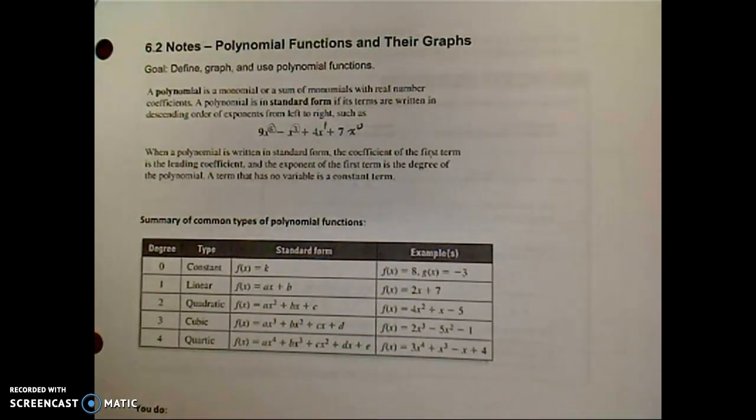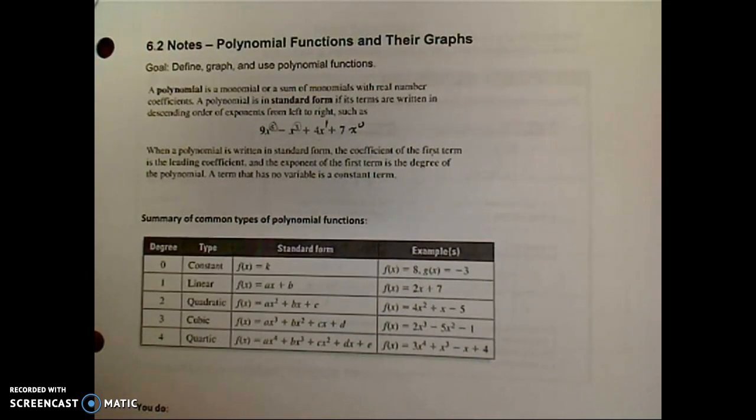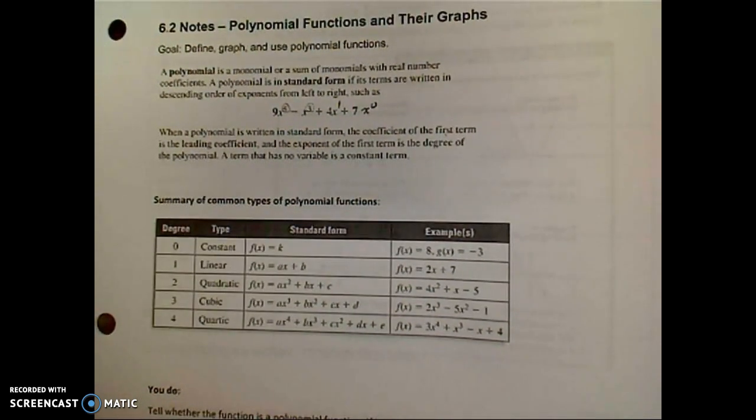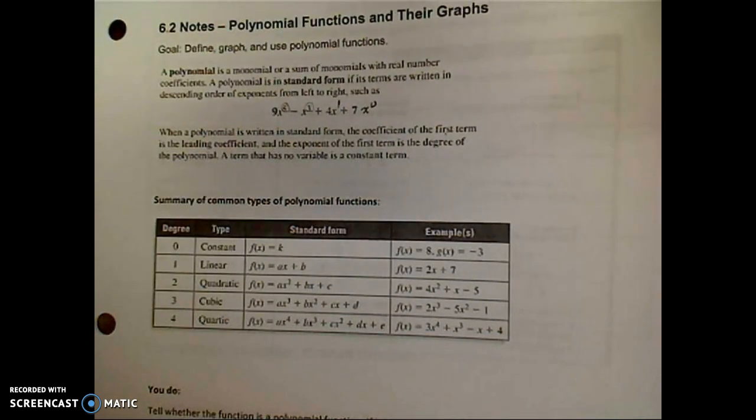So a constant has a degree of 0. When the polynomial is written in standard form, we also talk about the degree of the polynomial. The exponent of the first term is then the degree of the entire polynomial. We also many times are paying attention to the coefficient that's part of the first term, and that is known as the leading coefficient. Those two things, leading coefficient and degree of the polynomial, we'll come back to pay attention to a little bit later on.